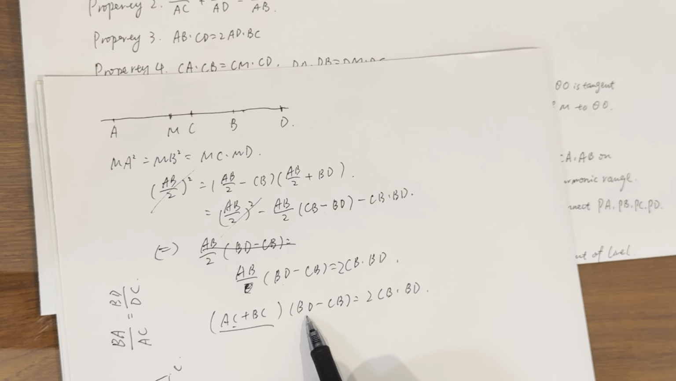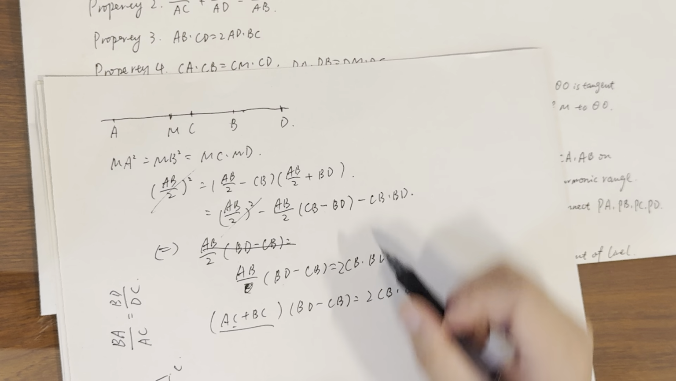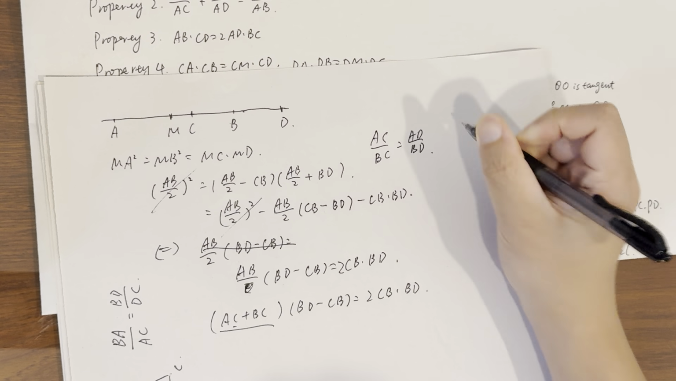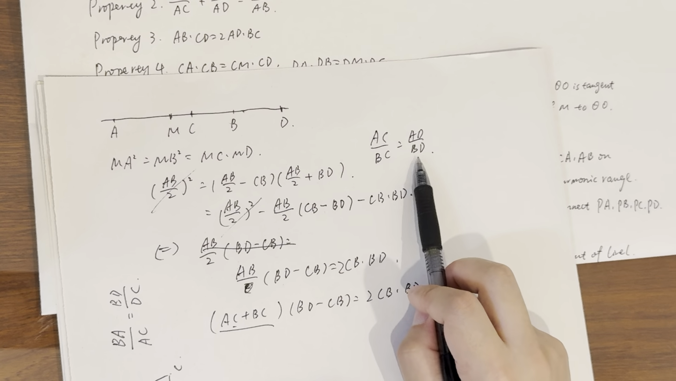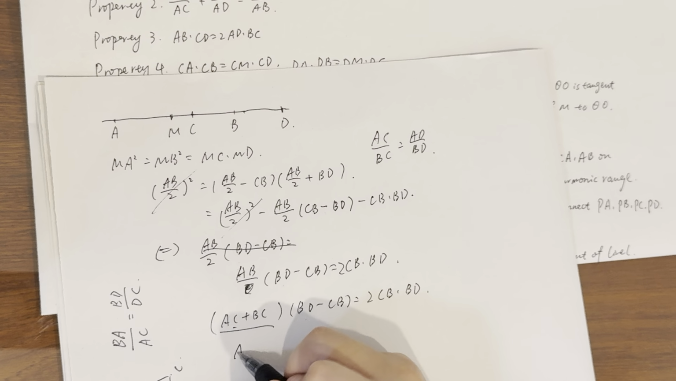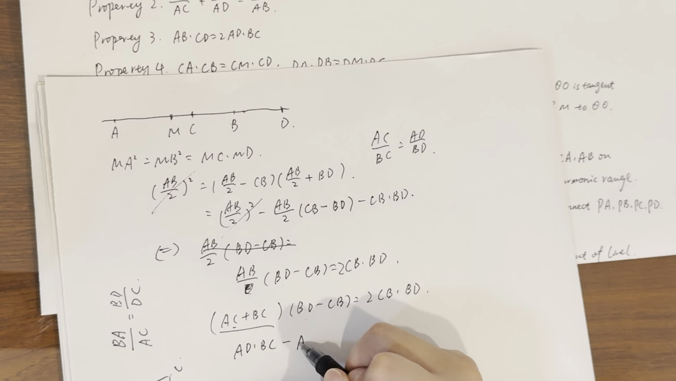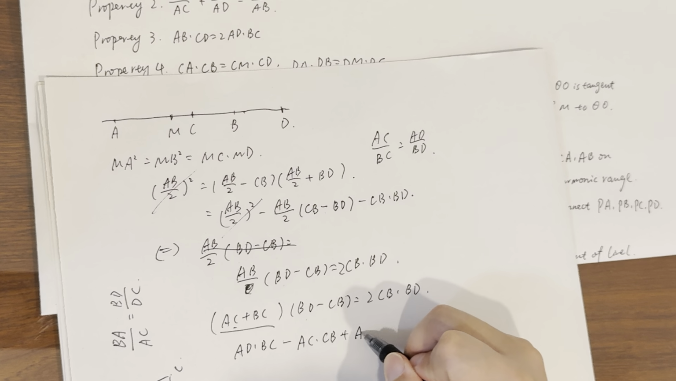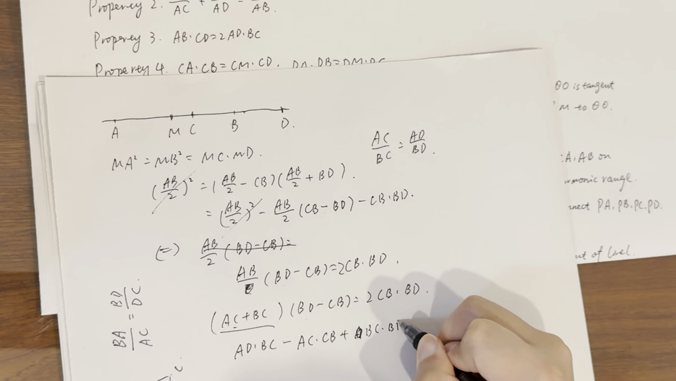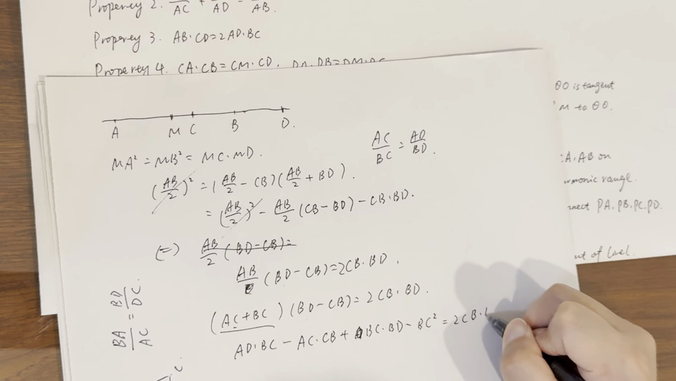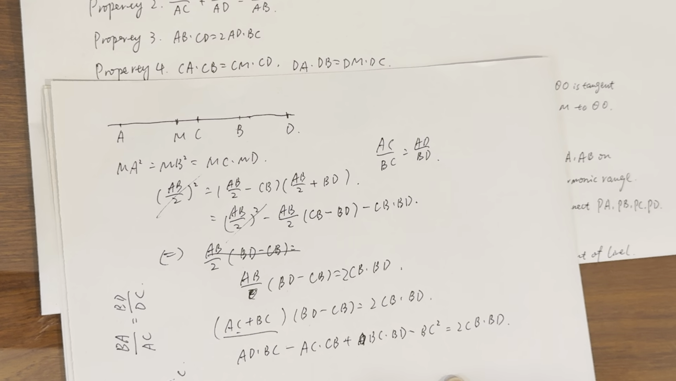And AC times BD. Remember, AC to BC equals AD to BD. AC times BD, that's AD times BC. And minus AC CB, plus BC BD minus BC squared equals 2CB BD. Right, we want to prove this.